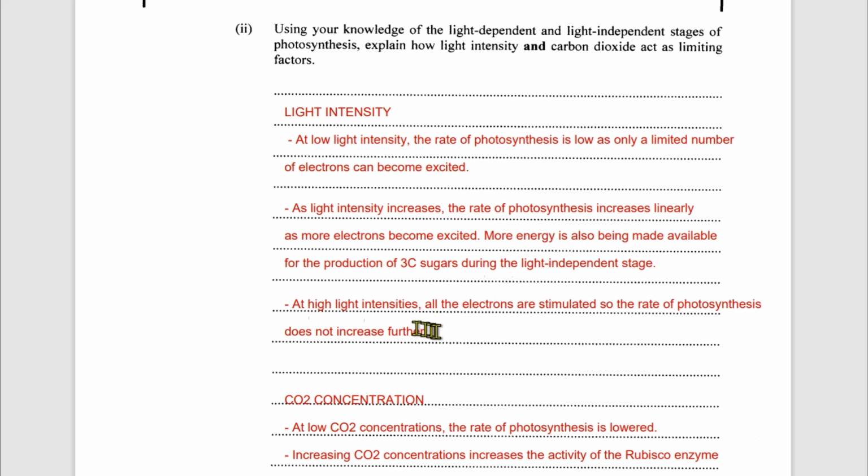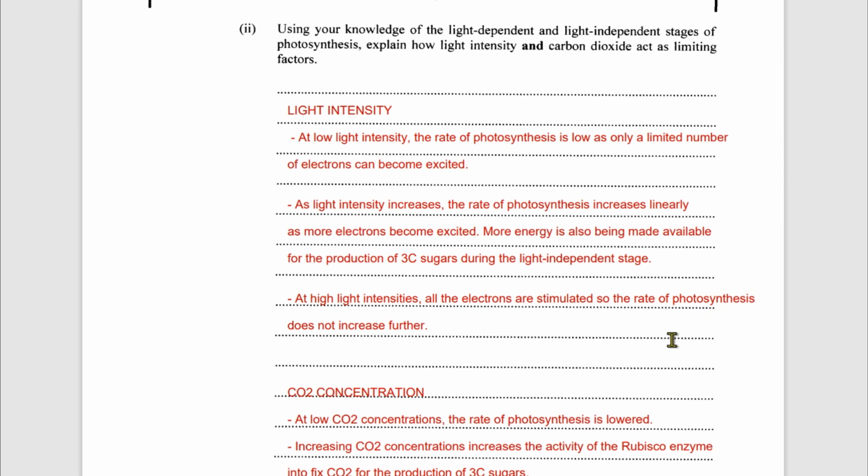At high light intensities, all the electrons are stimulated, so the rate of photosynthesis does not increase further. So at a point, you get all the available electrons all stimulated. If you keep adding more, you can't really stimulate any more because all of them are already stimulated, so adding more doesn't make a difference. In fact, you might actually damage the chlorophyll as a result. Think of it like it reaches a saturation point. So remember, at this point the light will no longer be a limiting factor, because if you keep adding more, it will not limit the process at all.